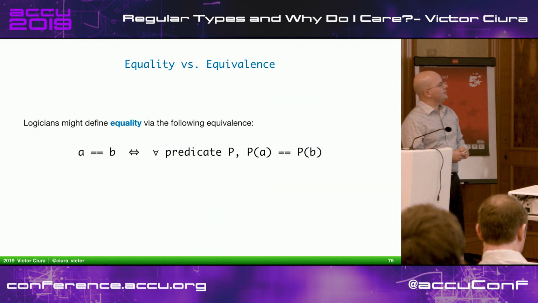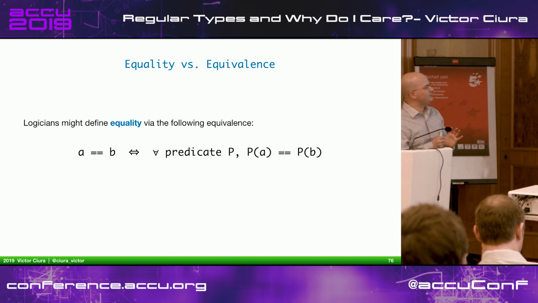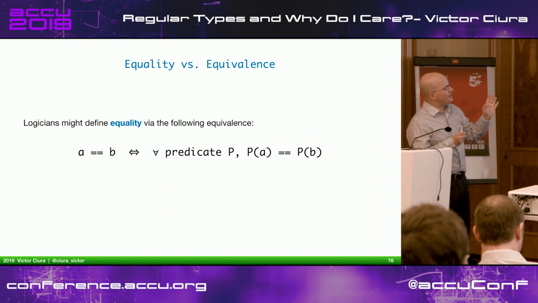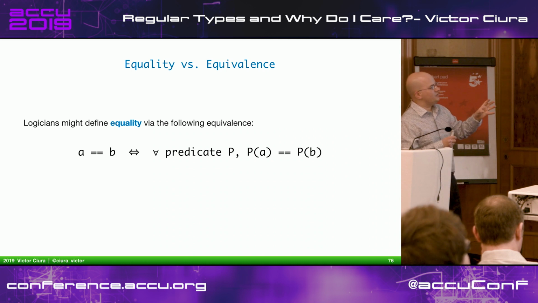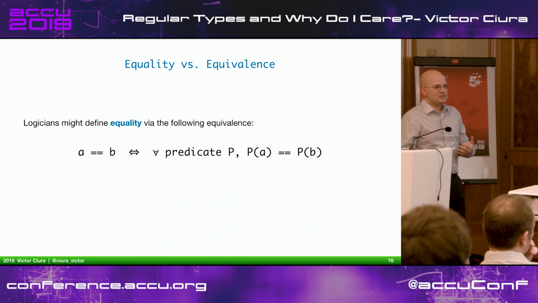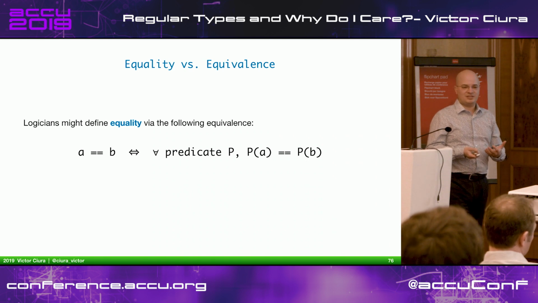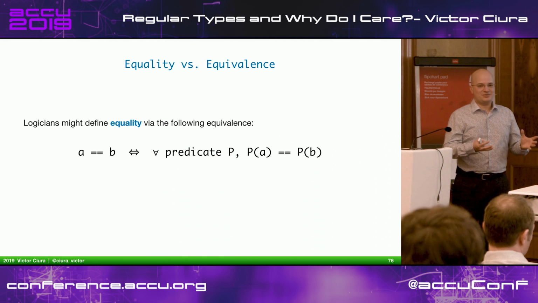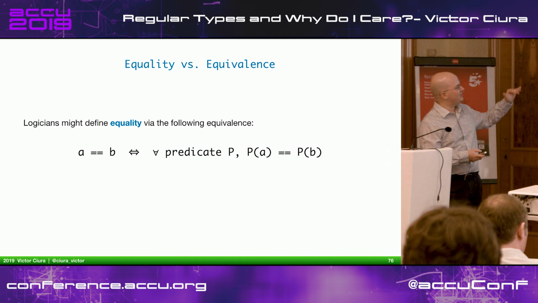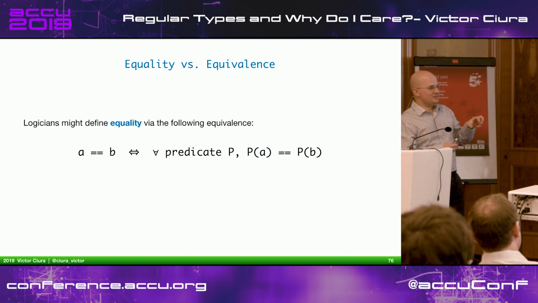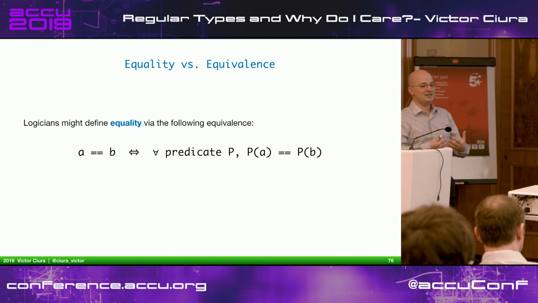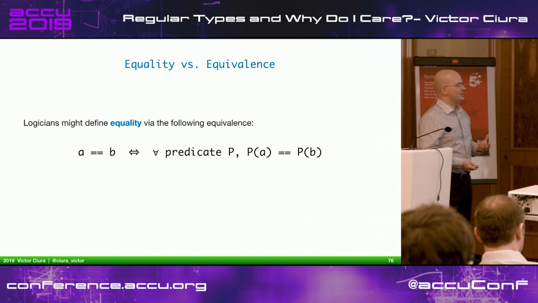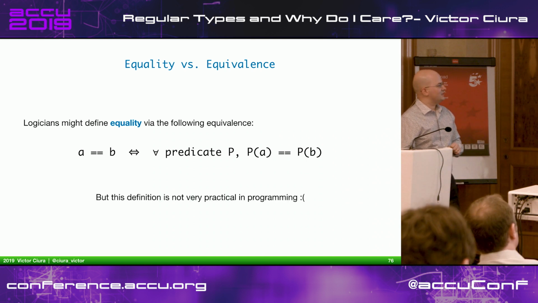Logicians might like to express things a little differently and say that we can define equality of two values if any predicate applied to those values yields the same result. This is intuitively very simple to understand, but has no practical application because we cannot define all possible predicates on our values. So this is a purely mathematical view: if those values behave the same in all circumstances, we can certainly say that they're substitutable for each other, so they're equal. But this has no practical application for us.